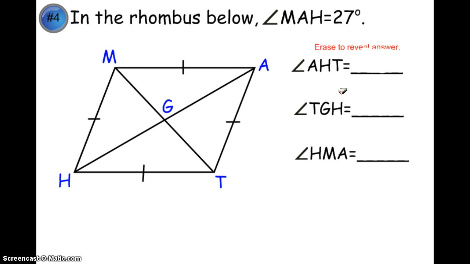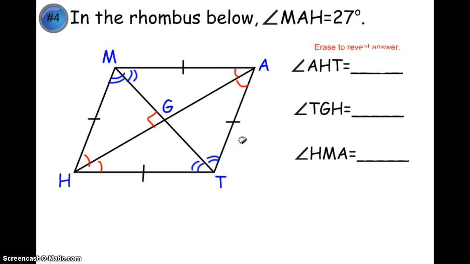Okay, number 4. So we have a rhombus. So right away I know I have my 90 degrees in here. I also know that the diagonals bisect the angles. So I have 4 congruent right triangles in the middle.